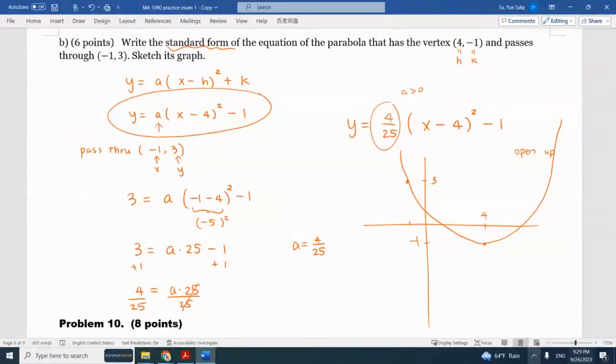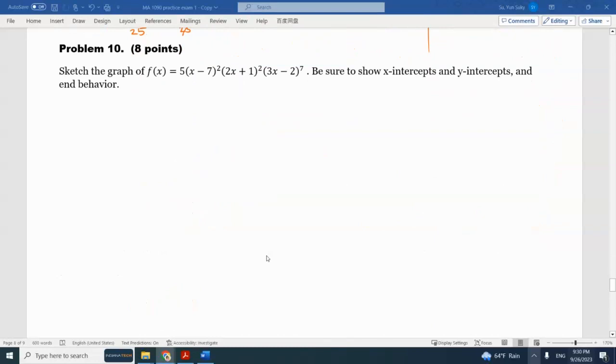If you can understand part B, could you type B in the chat? Thank you. Okay, let's keep going.